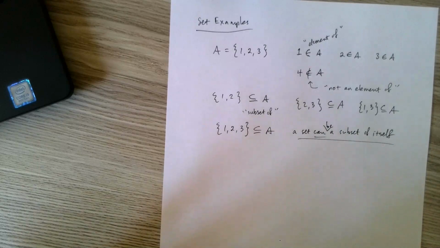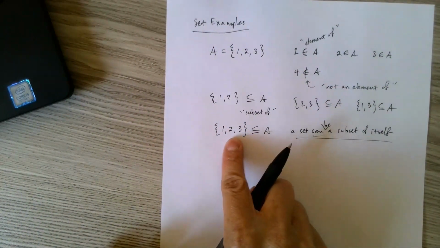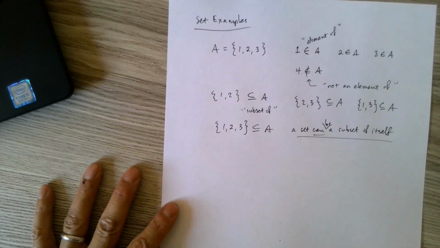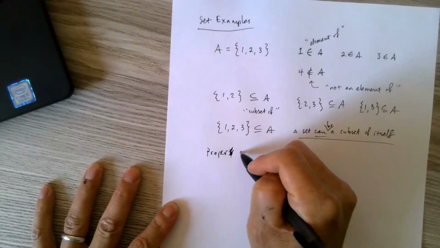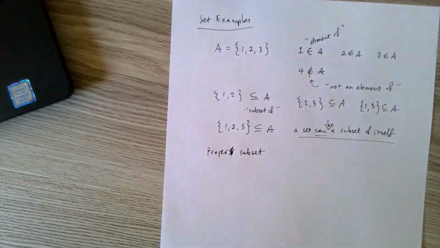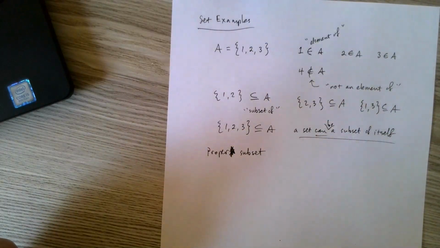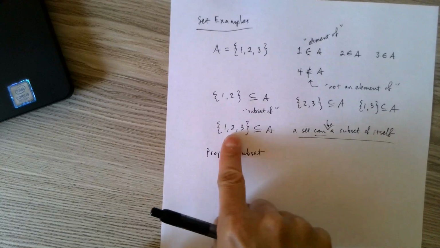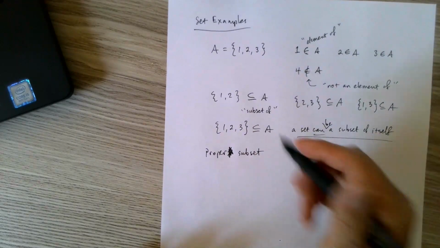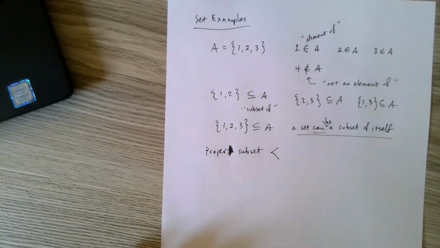But what if I only want to talk about the sets that are parts of set A and not, maybe, I don't want to include this type of subset. So we have something called a proper subset. So a proper subset is never the set itself. It is a subset, like these are subsets, but we're excluding the set itself. So a proper subset is always smaller than the set itself.